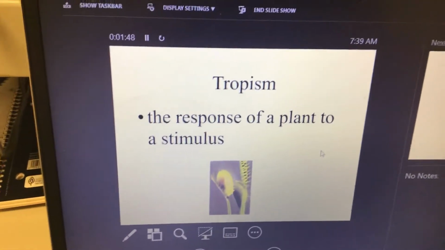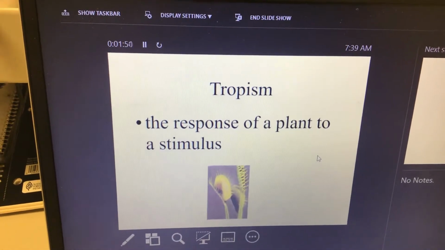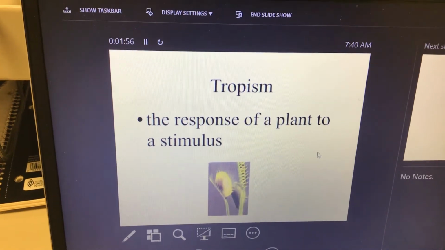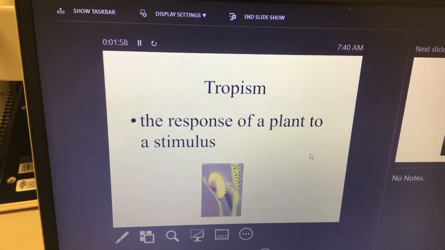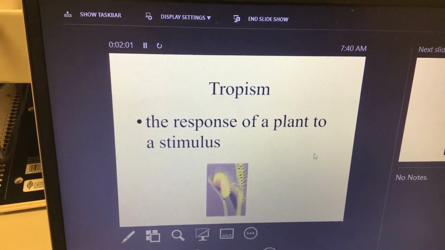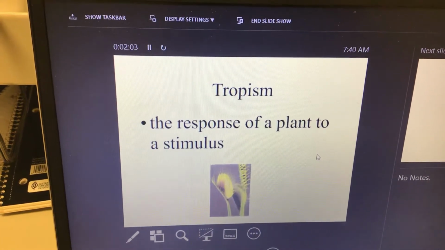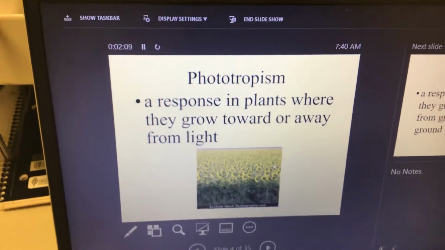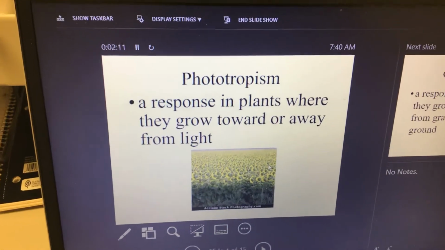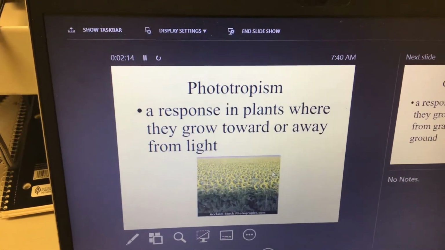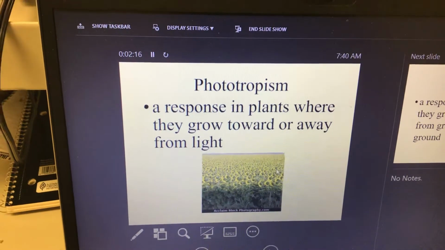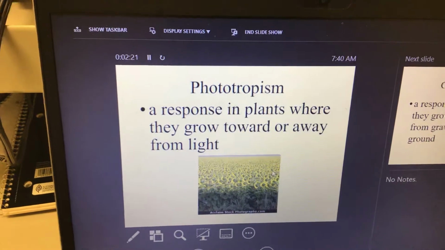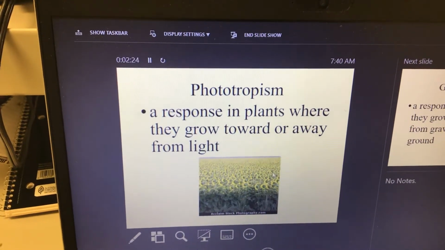Another term, I'd probably write this down, is tropism, when a plant responds to a stimulus. So tropism is when a plant responds to a stimulus. You don't need to write this, but phototropism is when plants react to light. I believe at the beginning of the year I talked about my plant that kept moving towards the window. That is phototropism. Photo actually means light. Tropism would be reaction to a stimulus.